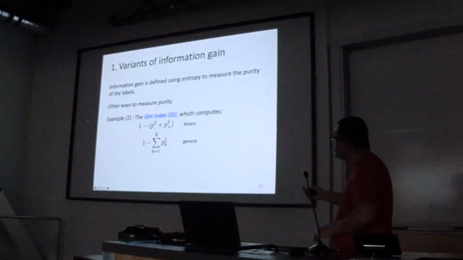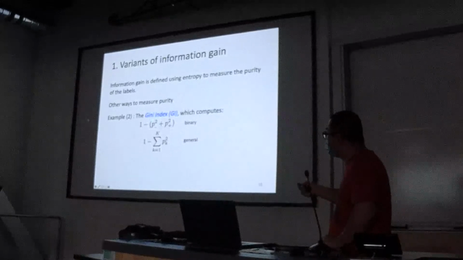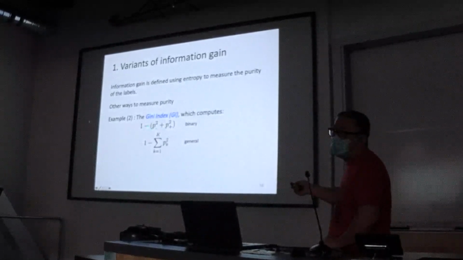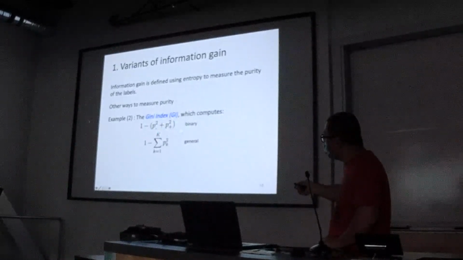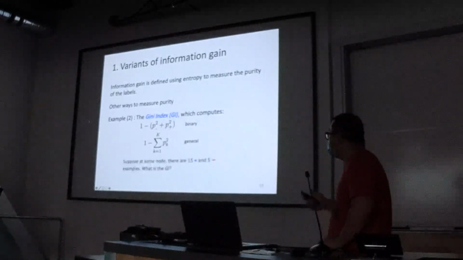So first of all, because the summation of p plus and p minus is 1, or the summation of all the pk's is 1, if you take the square, it actually reduces the skew, right? So this value is always non-negative.